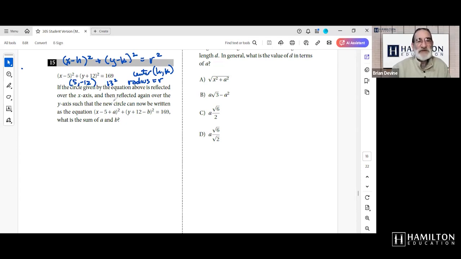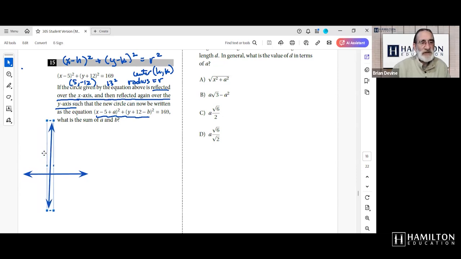Now, we're going to take the center and reflect that, the whole circle, over the x-axis and then again over the y-axis. And we get a new circle. Well, let's draw it. I mean, it's not too hard to do. If I take this circle that's centered at (5, -12), let me move this over just a little bit and straighten it out. There.